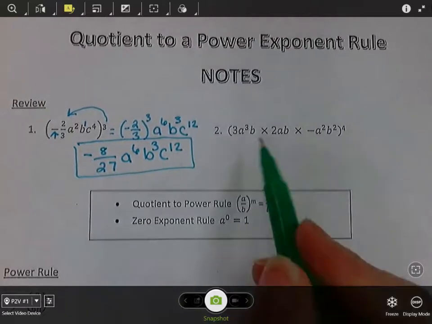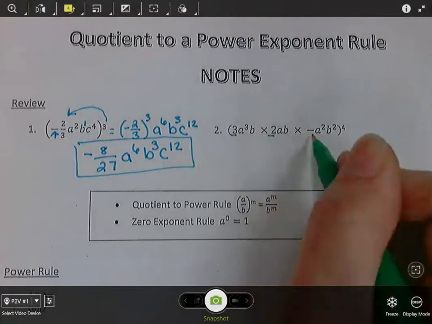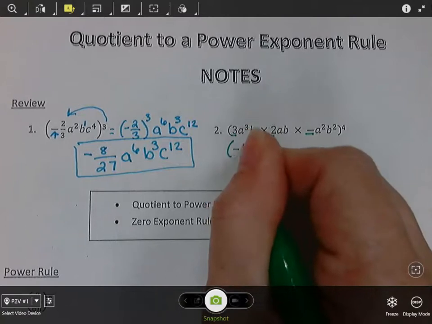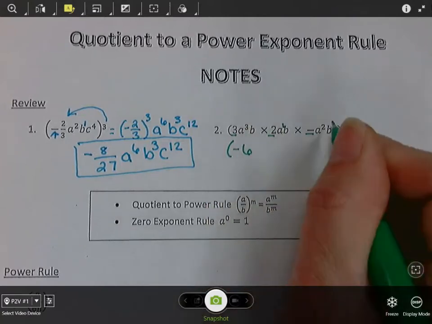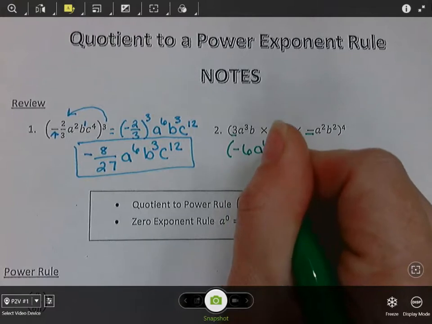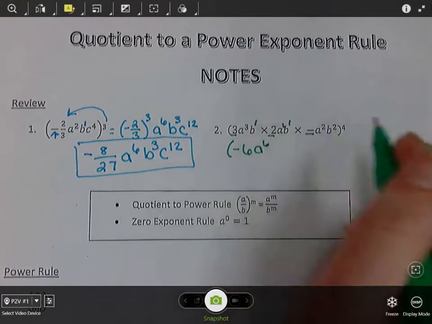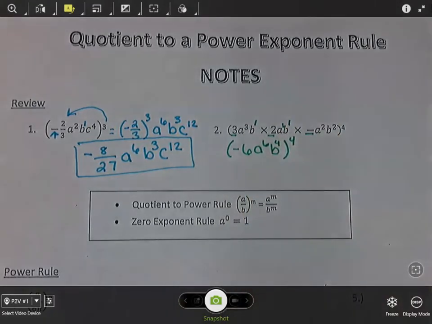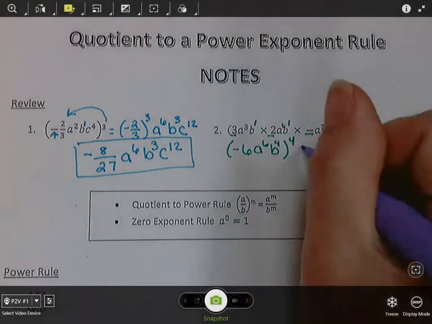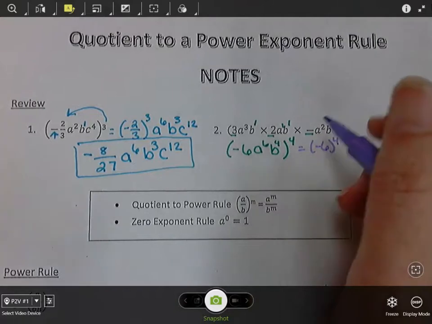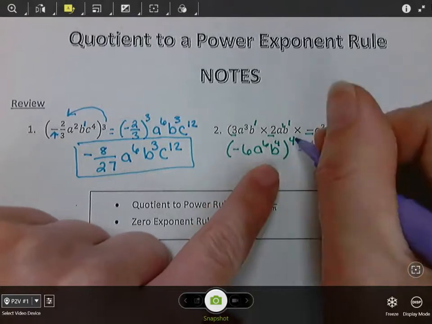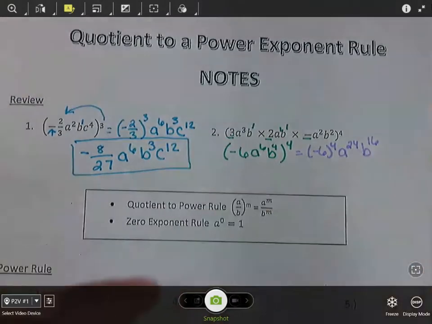Here, there's some things that I need to simplify. First, I need to do 3 times 2 times negative 1. 3 times 2 is 6, times negative 1 is negative 6. 3 plus 1 plus 2, that's 6, so a to the 6th. 1 plus 1 plus 2 is 4, so b to the 4th, and that's all raised to the 4th power. Negative 6 to the 4th power. Then you have 6 times 4 is 24, so it's a to the 24th. And 4 times 4 is 16, so b to the 16th.